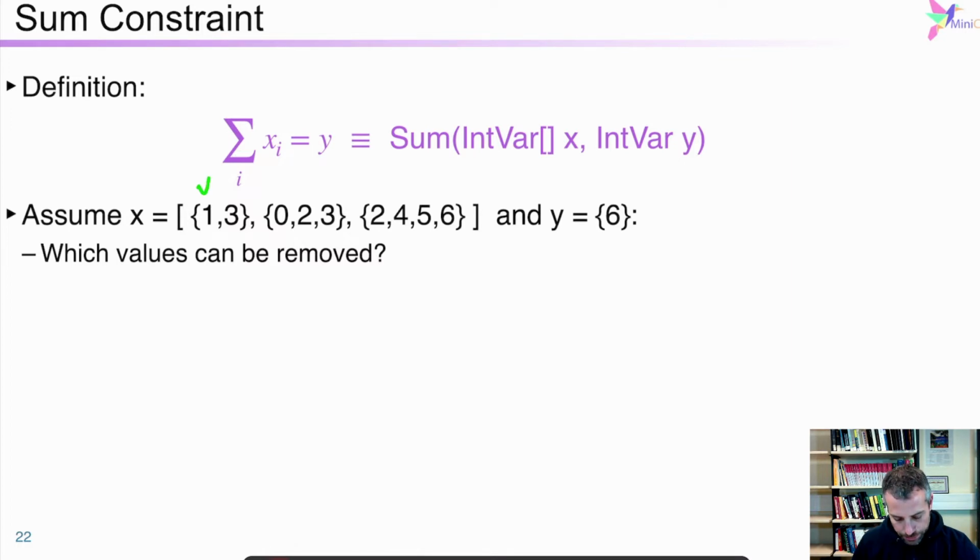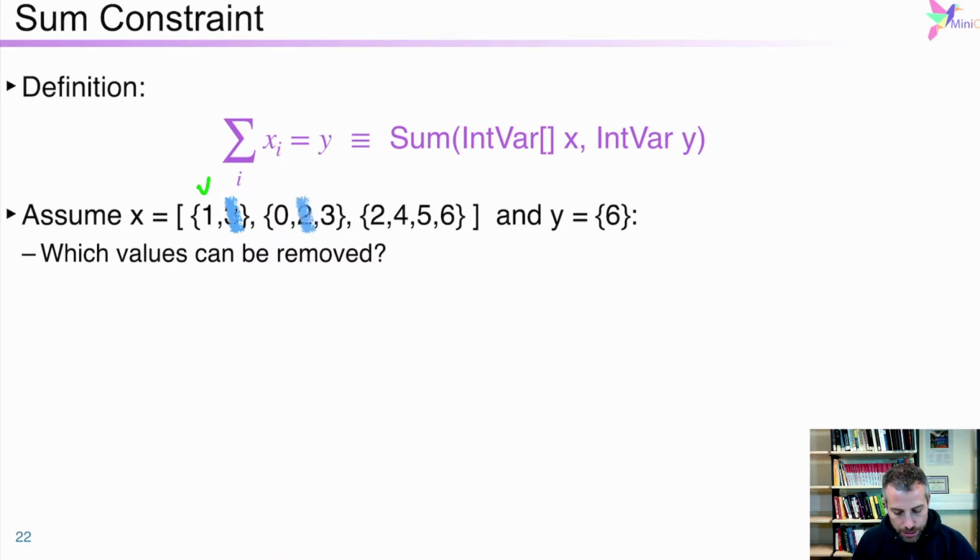What about 3? If you take 3, it means that you need to sum to 3 together with x1 and x2. And clearly that's not possible, because with 0, the only one here should be 3, and it's not available. With 2, you would need 1, it's not available. And with 3, you would need a 3 there, and that's not available. So that one should be removed if you apply a domain-consistent filtering for the sum constraint.